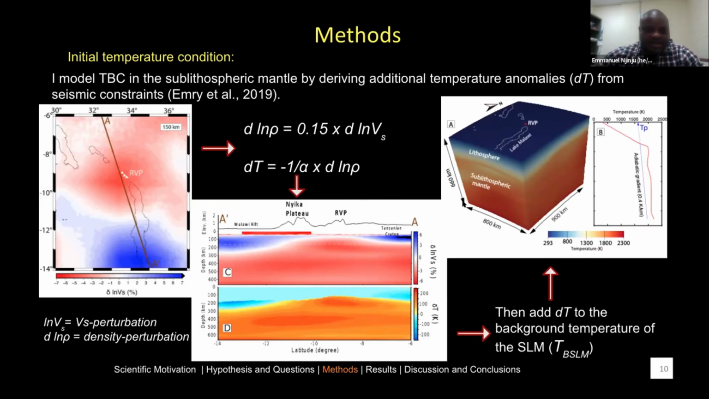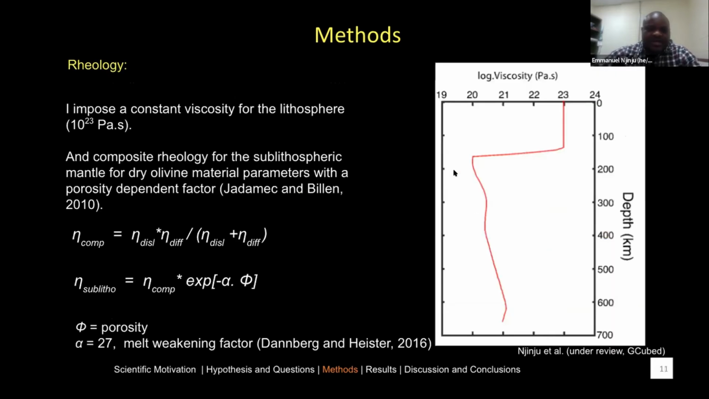So the next important thing is that mantle convection is also highly dependent on the rheology, but we are focused on melt generation in the sublithospheric mantle. So we want to avoid deforming the lithosphere. So we make the lithosphere rigid by imposing a very high constant viscosity for the lithosphere. We give it a viscosity of 10^23 pascal seconds.